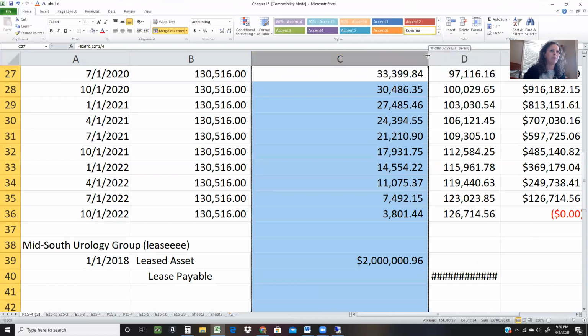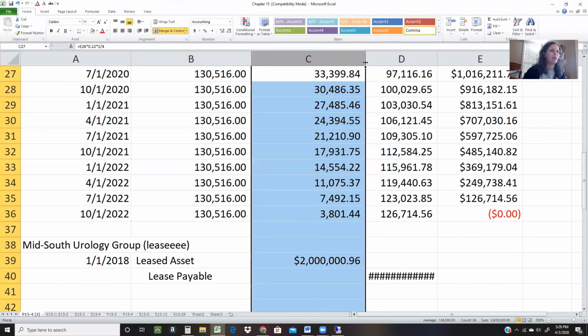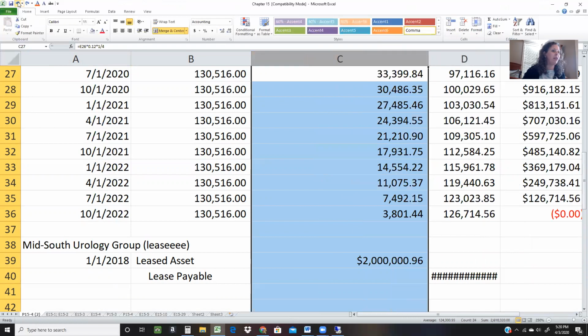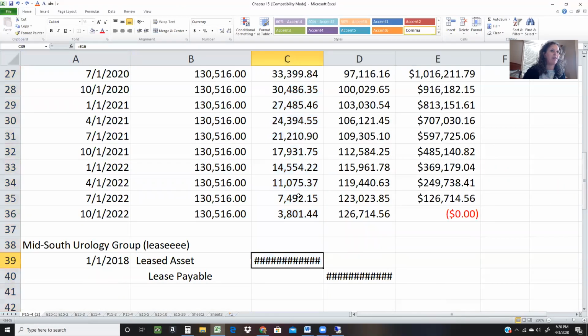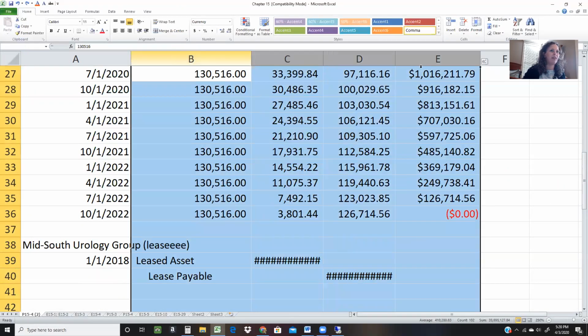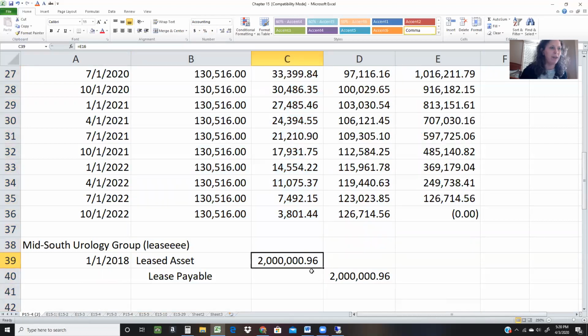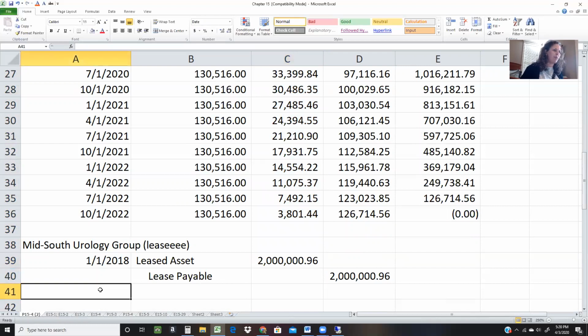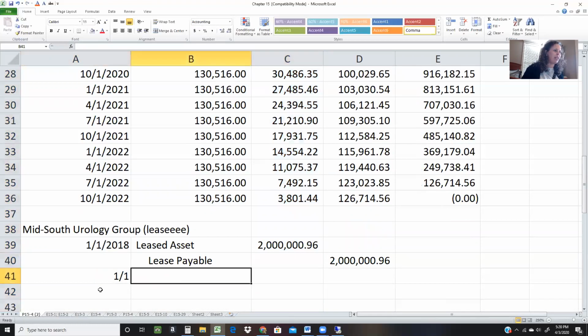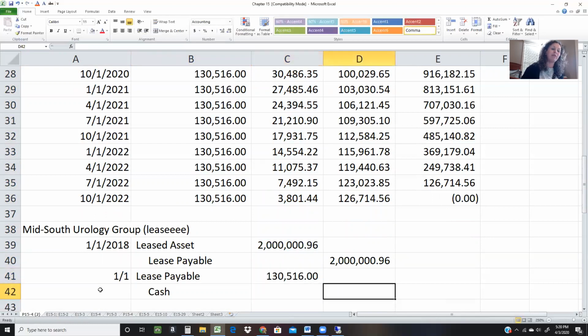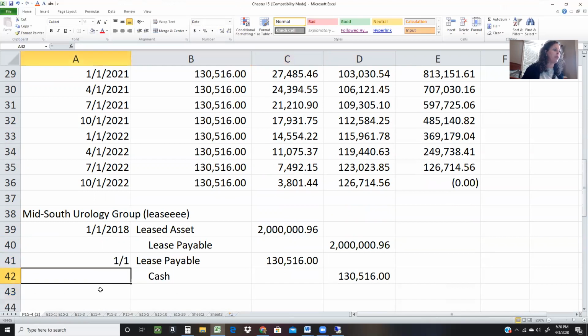Oh dear. You know what? It probably wouldn't have been an issue had it not tried to have dollar signs. So let's go ahead and take all these cells and just give it a nice comma instead. Oh, and then we work out fine. Okay. And so we make a payment immediately on 1/1 of 18. So we would debit lease payable, credit cash for the 130,516, which is the first row.